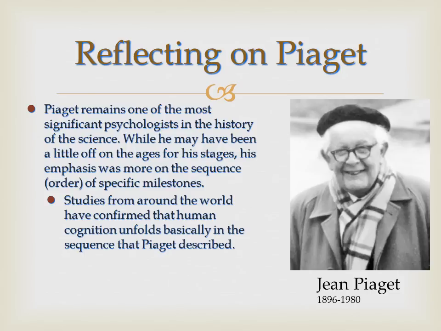Reflecting on Piaget, Piaget remains one of the most significant psychologists in the history of science. He was recognized as one of the top 20 psychologists of all time. While he may have been a little off with the ages of his stages, his emphasis was more on the sequence. Some people argue that concrete happens a little earlier for some kids than the 7 or 8 he said. But what we do know is the milestones in which they approach them, the sequence of events.